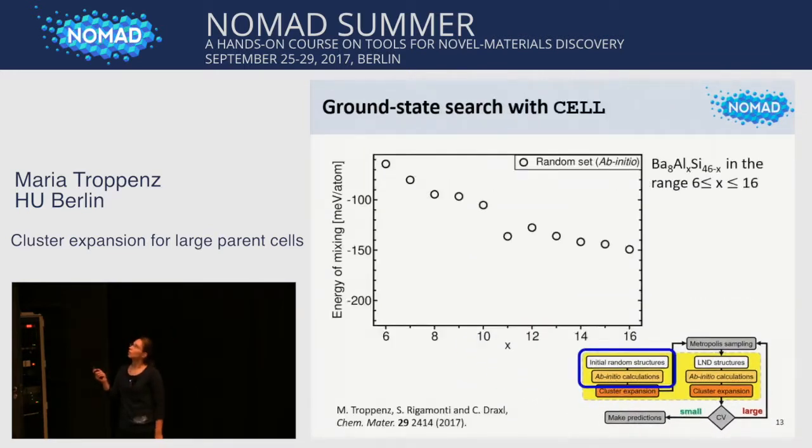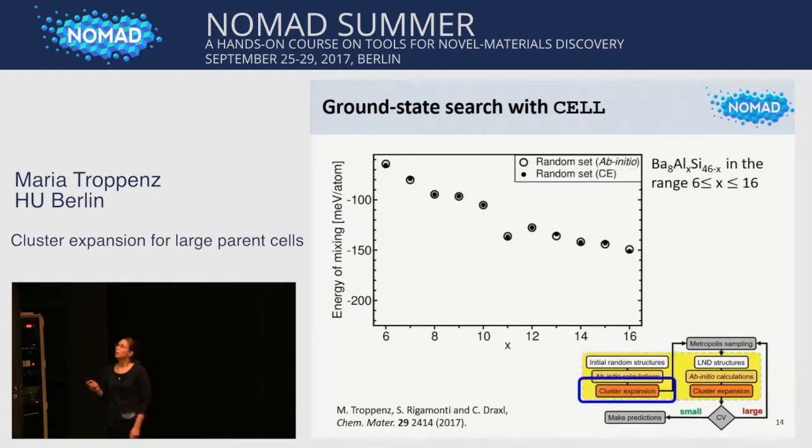So we want to study the clathrate in the composition range from 6 aluminum to 16. We start for each composition with a random structure and calculate their ab initio energies. This you see here with the black circles. From this ab initio data set, we construct our cluster expansion model. The predicted energies from this cluster expansion model for the ab initio energies you see here with the black dots. They match well with the ab initio energies, so our cluster expansion model works.